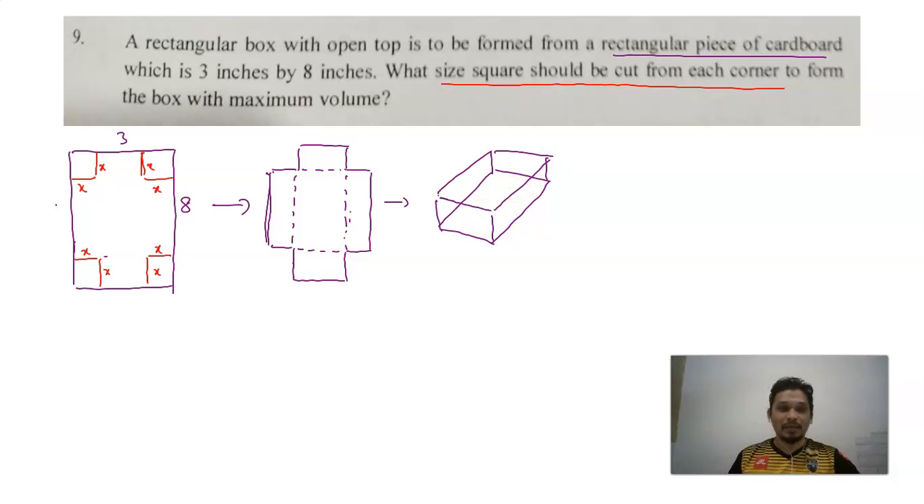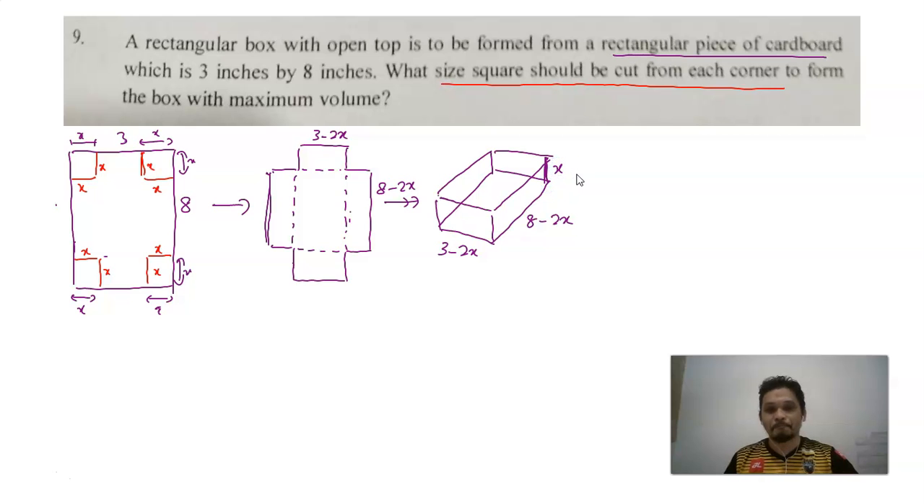You get it? Okay, now, from this side, 3, then we minus this x. Minus x, and also x. Cut x here, and also here. So it now becomes 3 minus 2x. And also here, we cut x here. And on this side, this one comes out with 8 minus 2x. So now this is 8 minus 2x. This is 3 minus 2x. And this height is x.